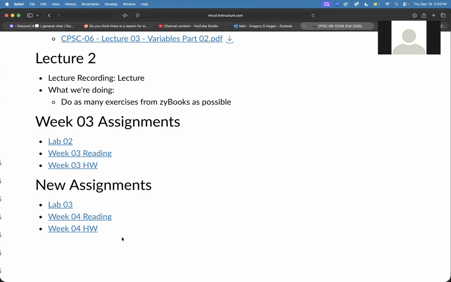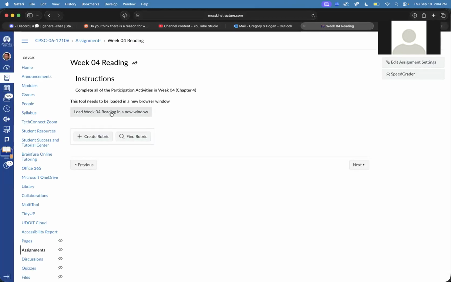I will say this is another reminder that when you're opening the exercises, you do need to navigate to zyBooks from both the week 4 reading and from the week 4 homework. Otherwise, your scores will not transfer to Canvas correctly.